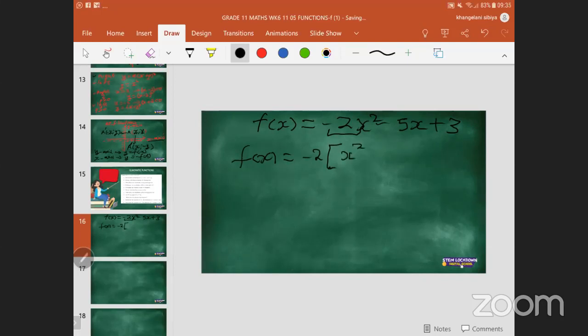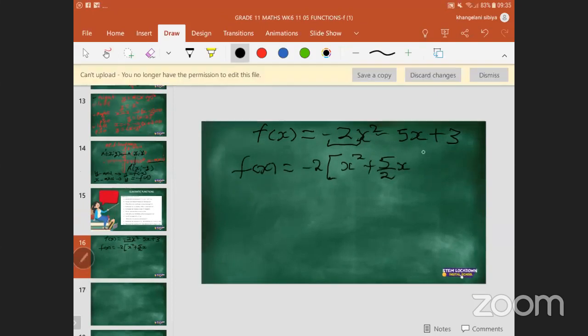Obviously, this would be x squared minus, but you say negative and negative, this would be positive. This would be 5 over 2x. So you divide everything by 2, and this would be minus 3 over 2. So what's your first step? You first take out negative 2 as a common factor. Then what next? You take the coefficient of x, you multiply by half, then you square.